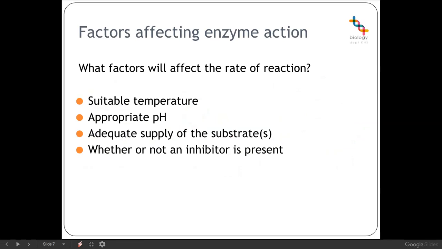Now, there are a few different factors that are able to affect enzyme action, most of which you've already covered at National 5. And there's a few others that we're going to mention just now. So we need to discuss the factors relating to temperature, pH, and the impact of substrate and enzyme concentrations themselves. Enzyme action can also be affected by whether or not there is an inhibitor present, and we will come to these later on in the course.